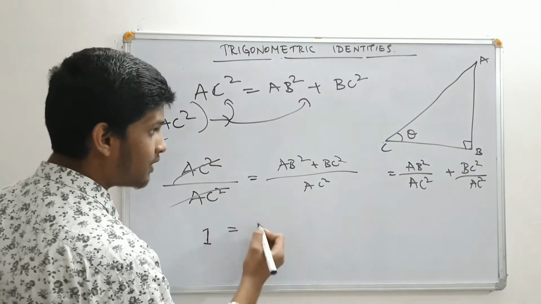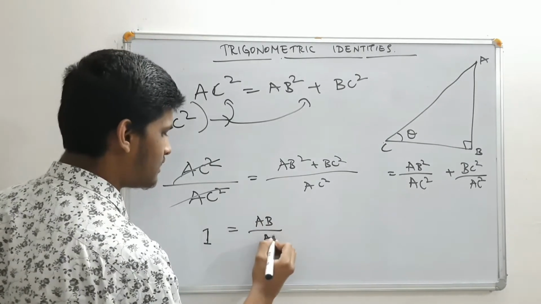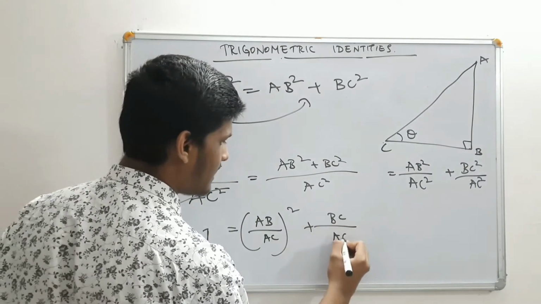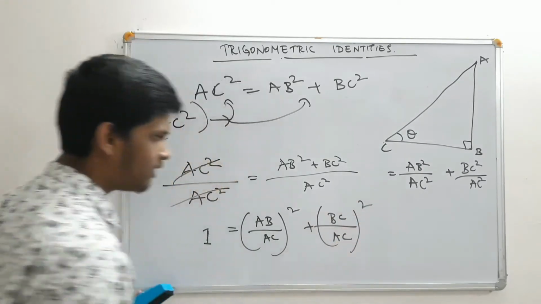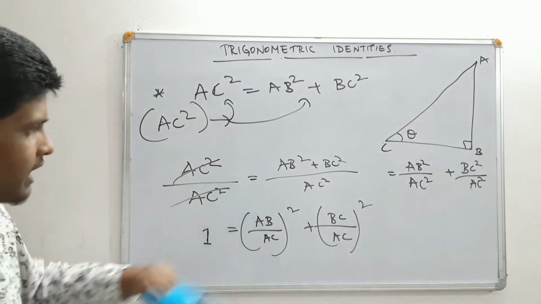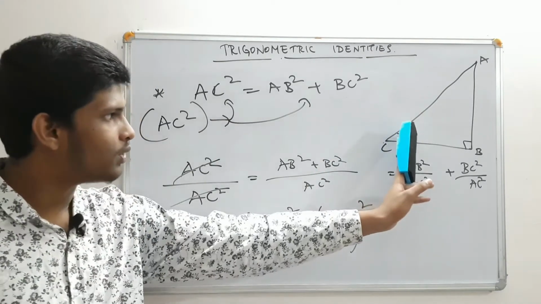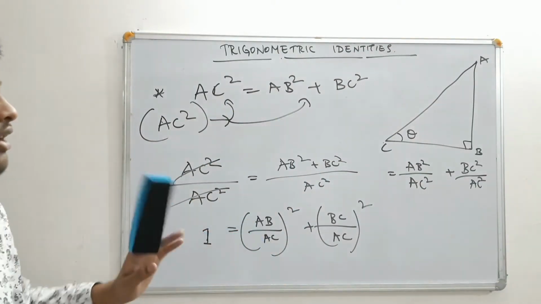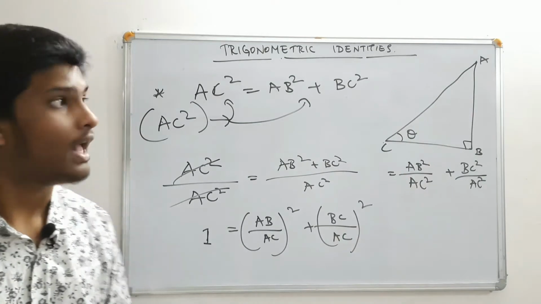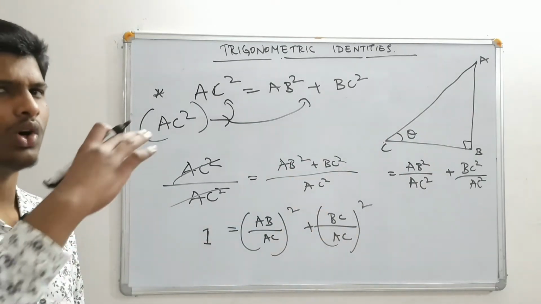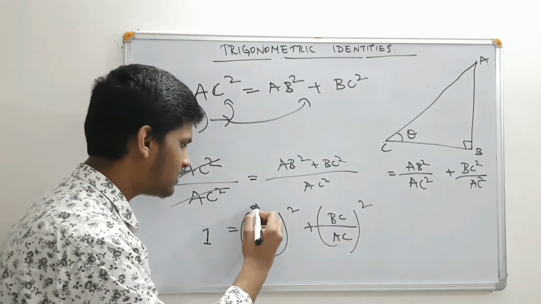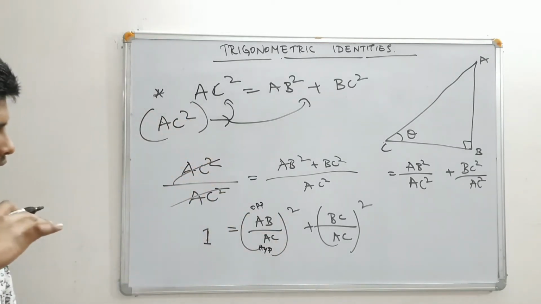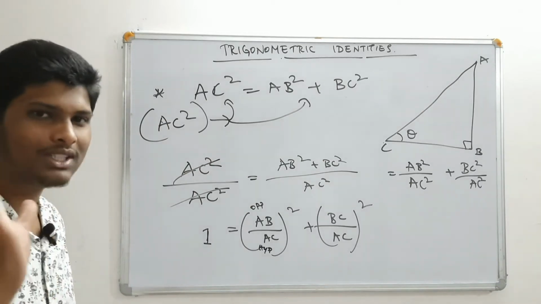Okay, and if you come to here, AB by AC, you can write it as whole square, plus BC by AC, you can write it as whole square. So just observe this. What is this AB by AC? If you take this angle theta into consideration in this triangle, the opposite side for angle theta is AB and the hypotenuse is AC. We are making opposite side by hypotenuse. What is this? This is nothing but sine theta.